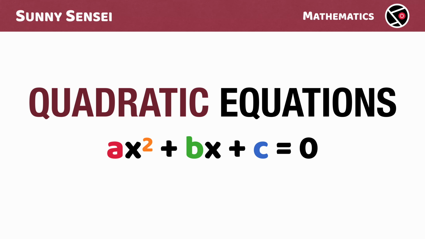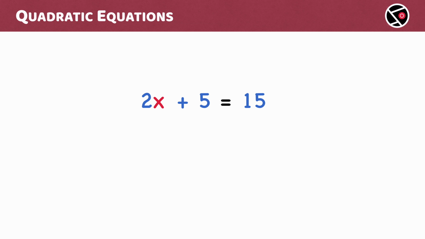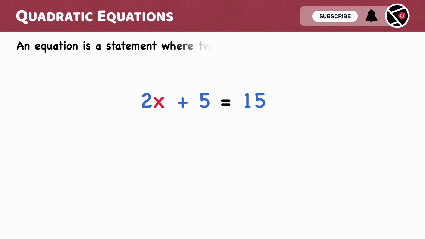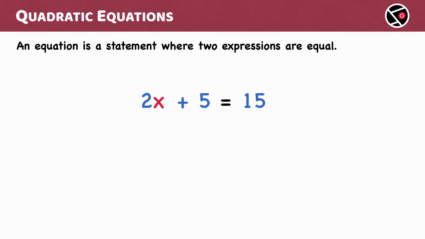In today's lesson, we will understand the basics of quadratic equations. So let's begin with a simple question. What exactly is an equation? Here is an example. 2x plus 5 equals 15. An equation is a statement where two expressions are equal. The expression on the left-hand side is equal to the expression on the right-hand side.